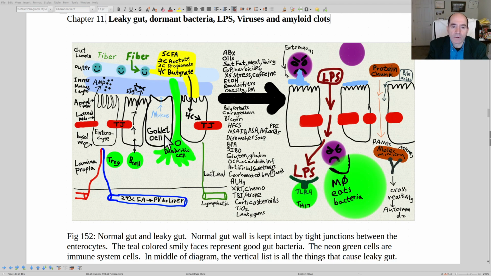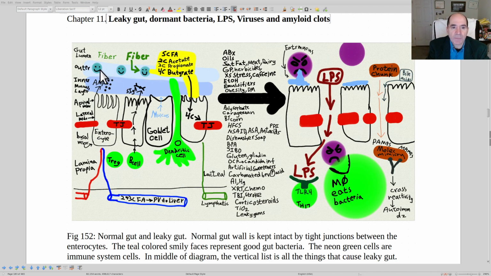There are cells called goblet cells that make lots of mucus. And the mucus keeps the bacteria farther away from the enterocyte lining so they don't injure the enterocyte lining. In the more superficial level of mucus, or the inner mucus layer adjacent to the enterocyte lining, there's antimicrobial peptides, there's secretory IgA, antibodies, all this stuff, because you don't want those bacteria contacting the enterocyte level.